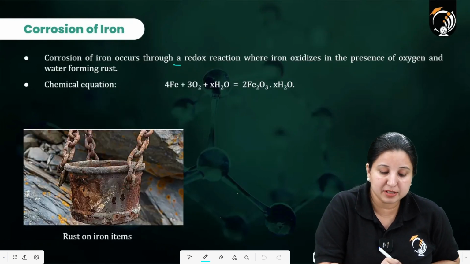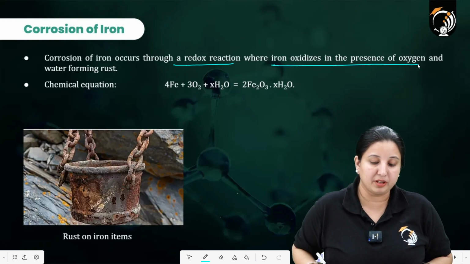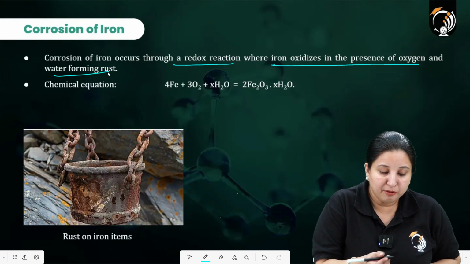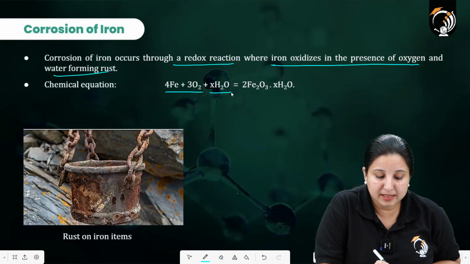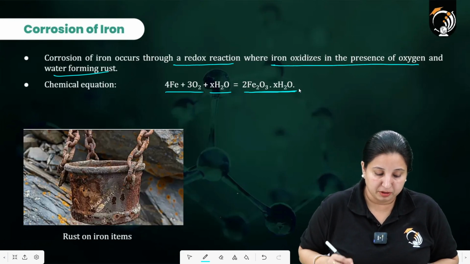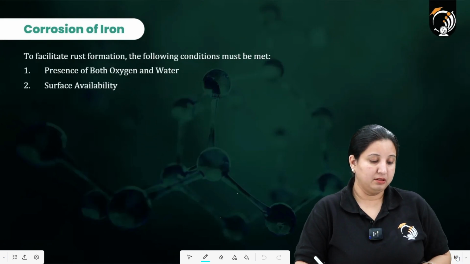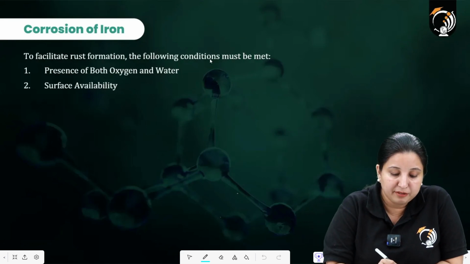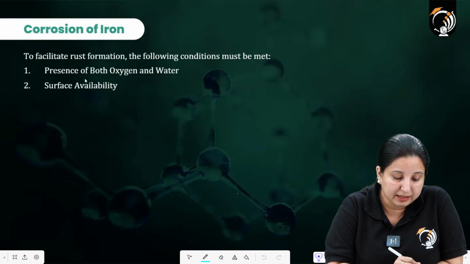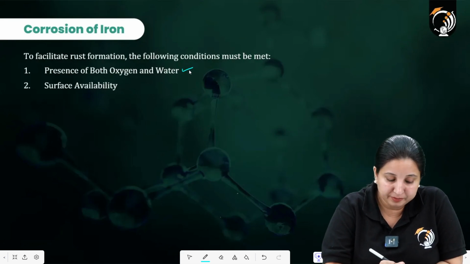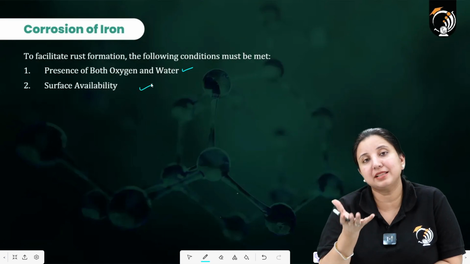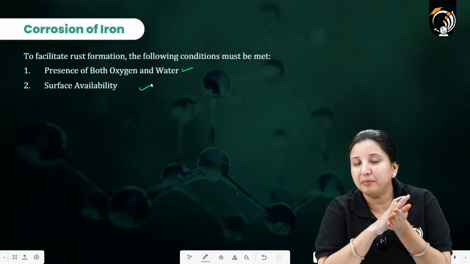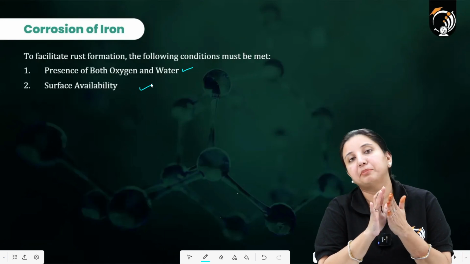Corrosion of iron is a redox reaction where iron oxidizes in the presence of oxygen and water, forming rust. For example, Fe plus O2 plus H2O gives us Fe2O3 x H2O. So this is the formula for rust. Now, corrosion of the iron. To facilitate rust formation, we require the following conditions: the presence of both water and oxygen, and surface availability, so that the iron, water and oxygen can make contact with the surface and corrode that particular surface of the iron.